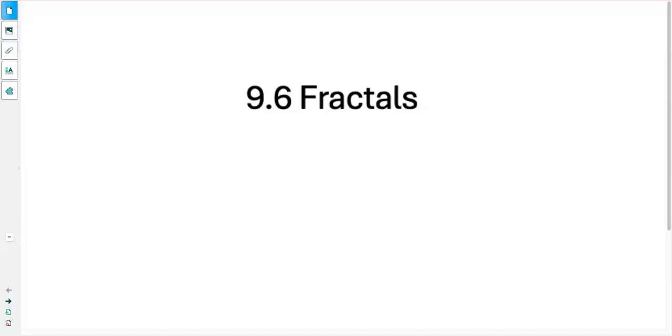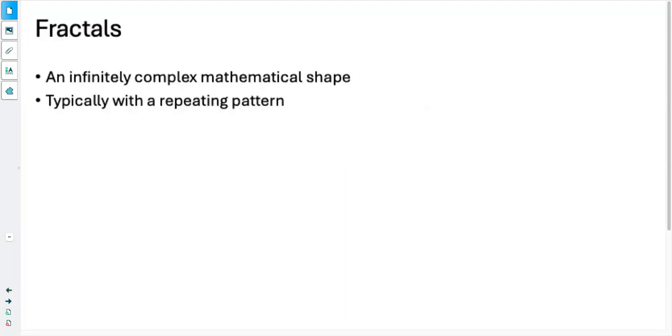Hi, today we are going to start looking at fractals. So first we'll talk about what a fractal is. A fractal is an infinitely complex mathematical shape. Typically, it will have a repeating pattern to it.